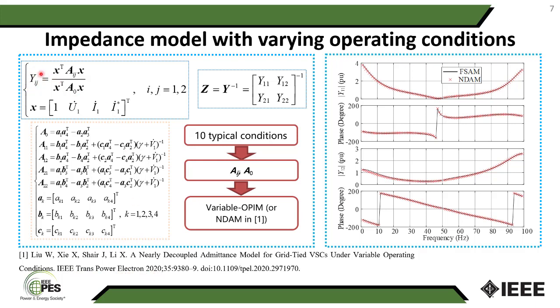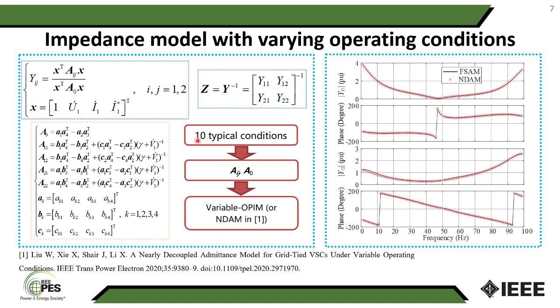The elements of the impedance matrix Yij can be related to the operating point vector. X is the operating point vector, which consists of nothing but currents and voltages, and Aij and A0 are matrices. These equations can be solved and the impedance model can be obtained if we have the impedance models for 10 operating conditions, for 10 typical conditions.